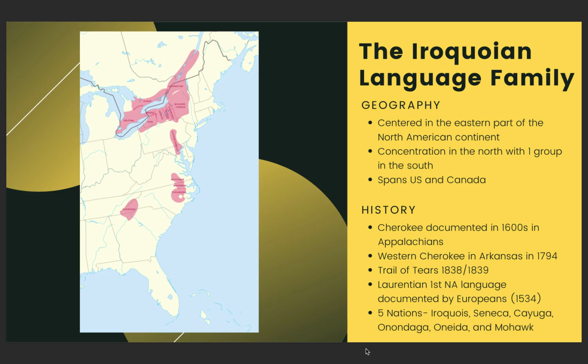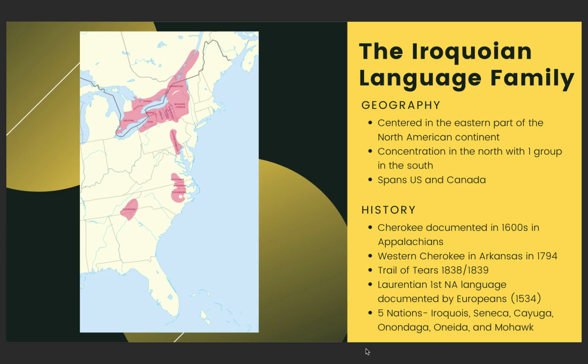So Cherokee was first documented by Europeans in the 1600s in the Appalachian Mountains. Western Cherokee was documented in Arkansas in 1794. As we know, the Trail of Tears removed the Cherokee from their homelands to Oklahoma in 1838 and 1839. The very first North American language documented by Europeans was an Iroquoian language, Laurentian, in 1534.